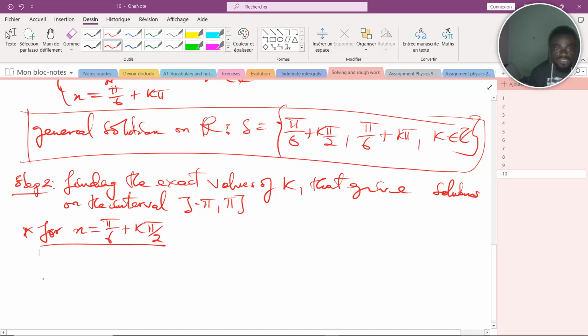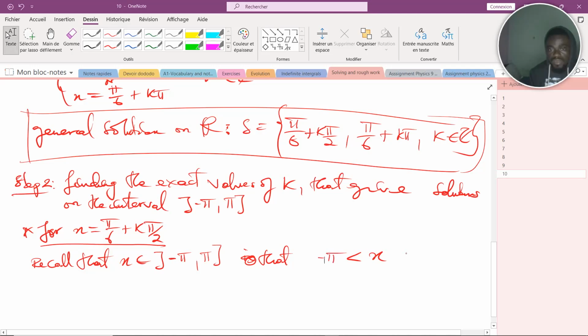Okay, for this, we know that x is on this interval. Recall that x belongs to what? x belongs to the interval (-pi, pi]. That is, x must be strictly greater than -pi, but less than or equal to pi.